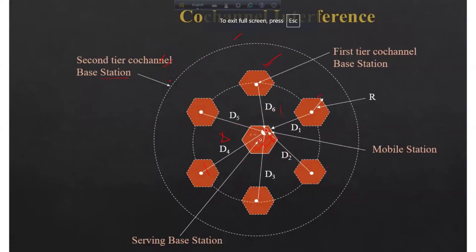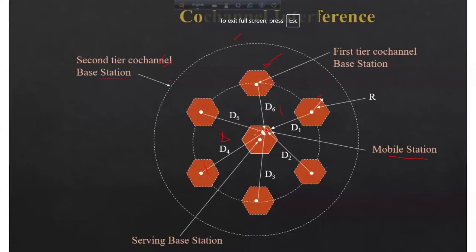Now, say for example, just observe this figure. This is my serving base station. This is my cell center, and this is my mobile station. My mobile station can move to any place. It can be on the center point, it can be on the outer portion, it can be on this portion, it can be on any of these points in between this cell.